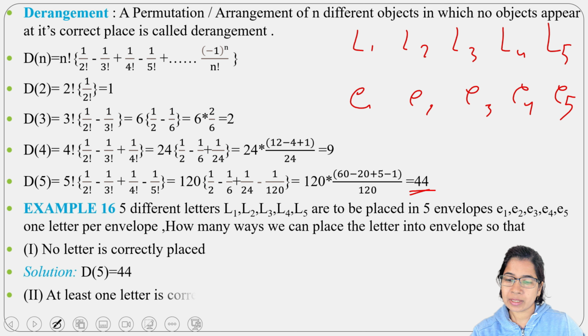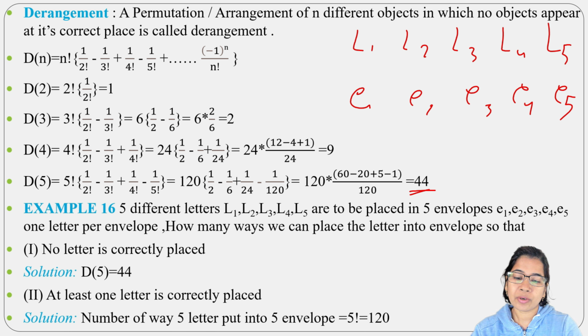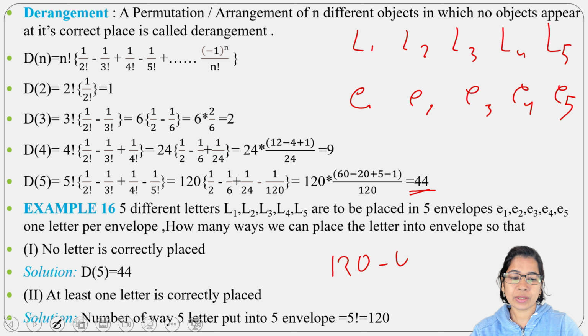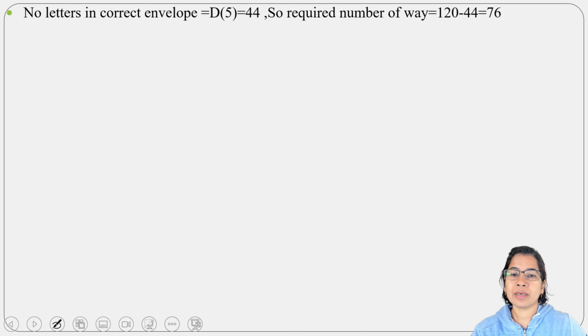Next, second question, at least one letter is correctly placed. First, the number of ways 5 letters can be put into 5 envelopes is 5 factorial, which is 120. And the derangement of 5 is 44, meaning no letter is correctly placed. So at least one letter correctly placed means 120 minus 44, which is 76. So there are 76 ways that at least one letter is correctly placed.